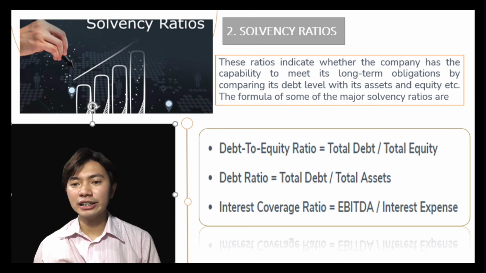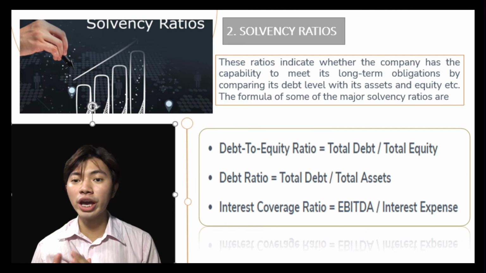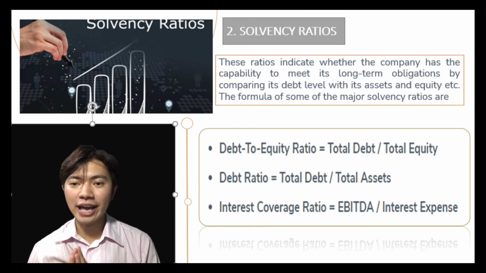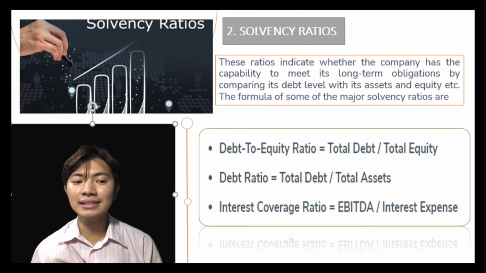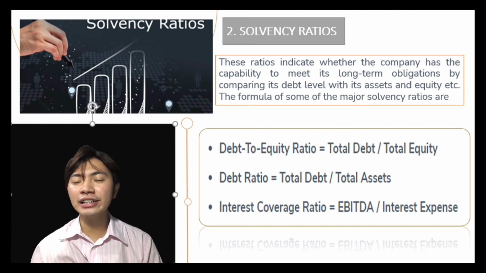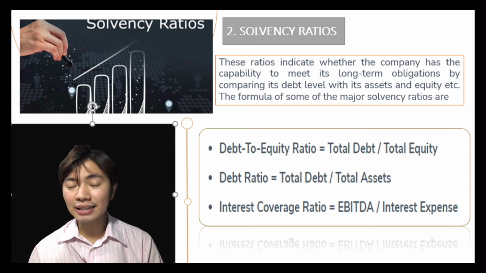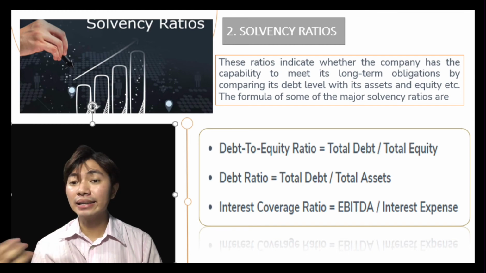Under the solvency ratios, meron tayong 3 formulas to solve. The first is the debt to equity ratio, that is equals to total debt divided by total equity. Next is the debt ratio, that is equals to total debt divided by total assets. And the last is the interest coverage ratio, that is equals to earnings before interest, taxes, depreciation, and amortization divided by the interest expense.